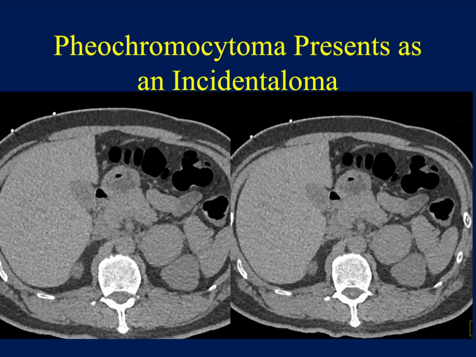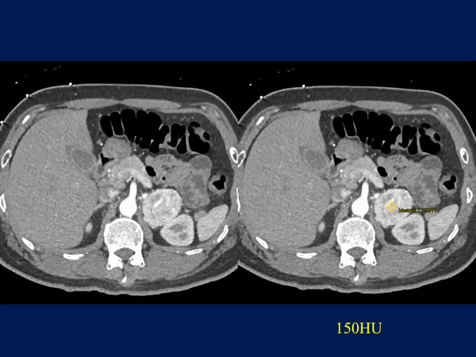Another example, left adrenal mass. What could this be? Size-wise, could it be a Met? Could it be a cancer? Could it be an atypical adenoma? Could it be a Theo? Look how vascular it is, 150 Hounsfield units.